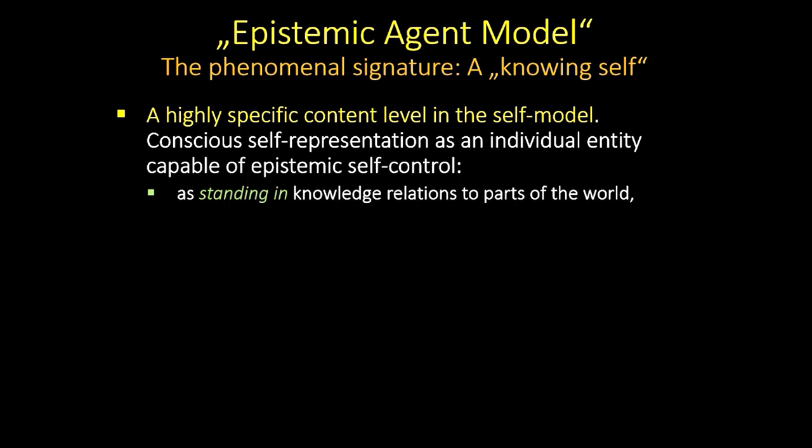I will now look at those flowers in greater detail. I will control what I know. I will not be distracted by Yap. I will not know anything about Yap. That is epistemic self-control. So it's a model of the self as standing in knowledge relations to parts of the world, as actively constructing such relations.